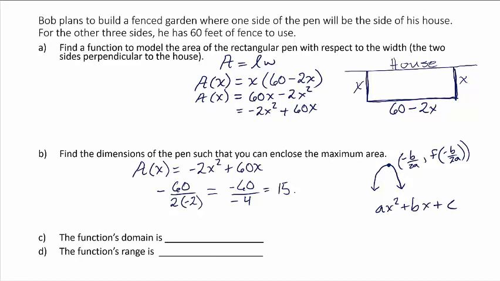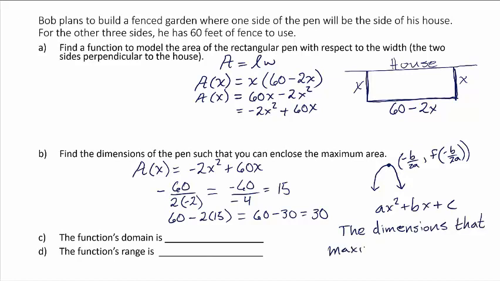Okay, so if we're looking for the dimensions that will yield the maximum area, if the x value is 15, then that's the width, and then the length would be 60 minus 2 times 15, right? $30. Okay, so the dimensions that maximize the area of the pen are 15 feet by 30 feet.